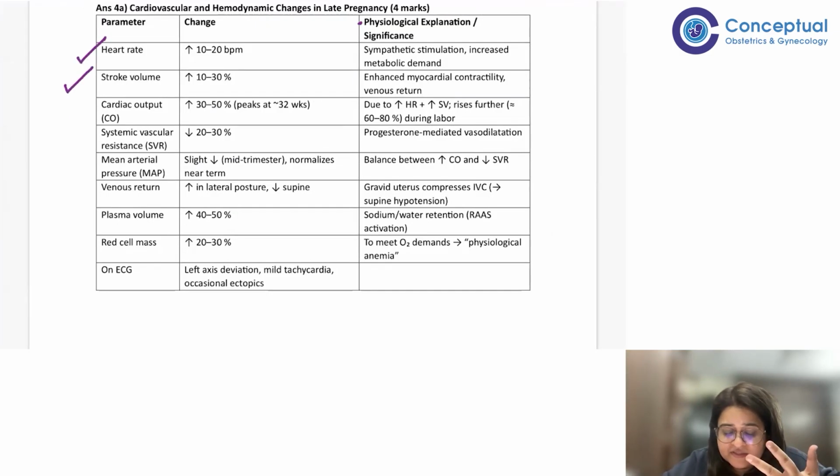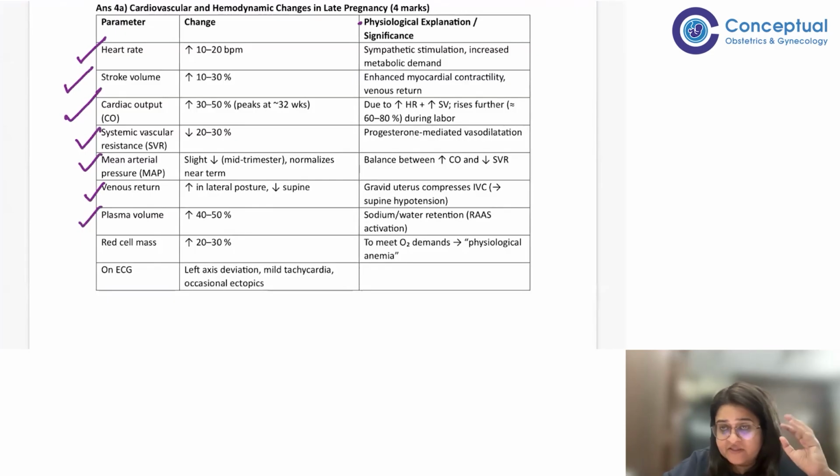Stroke volume increases. Cardiac output peaks around 32 weeks. The vascular resistance will go down. Mean arterial pressure will drop slightly. Venous return decreases in the supine position. That will also answer our last question, supine hypotension syndrome, and increases in the left lateral position.